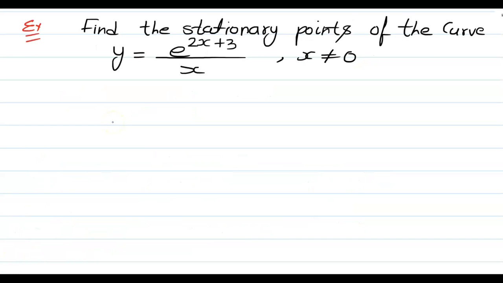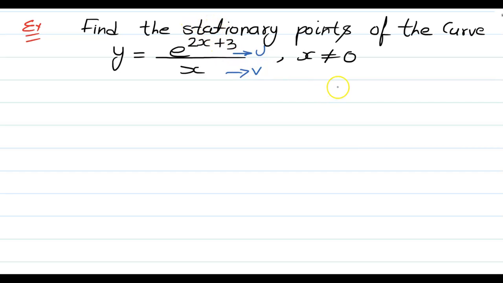Find the stationary points of the curve. The curve is y equal to e to the power 2x plus 3 divided by x, and x is not equal to 0. Please pause the video and have a go. You can assume this is u and this is v. Just try to find out, and I can help you with the stationary points.